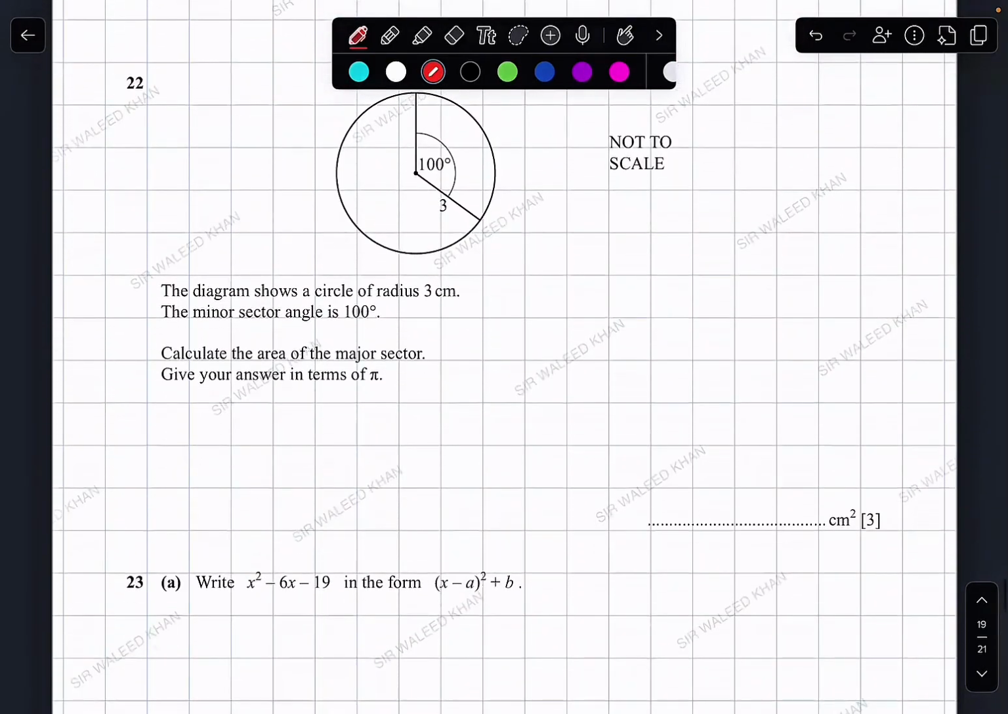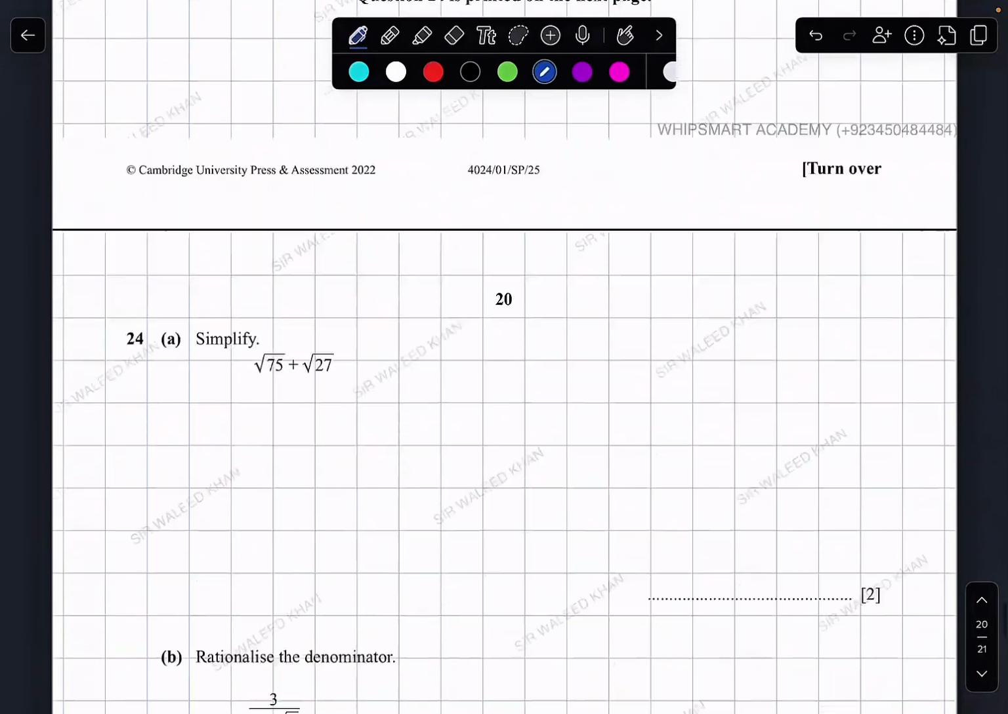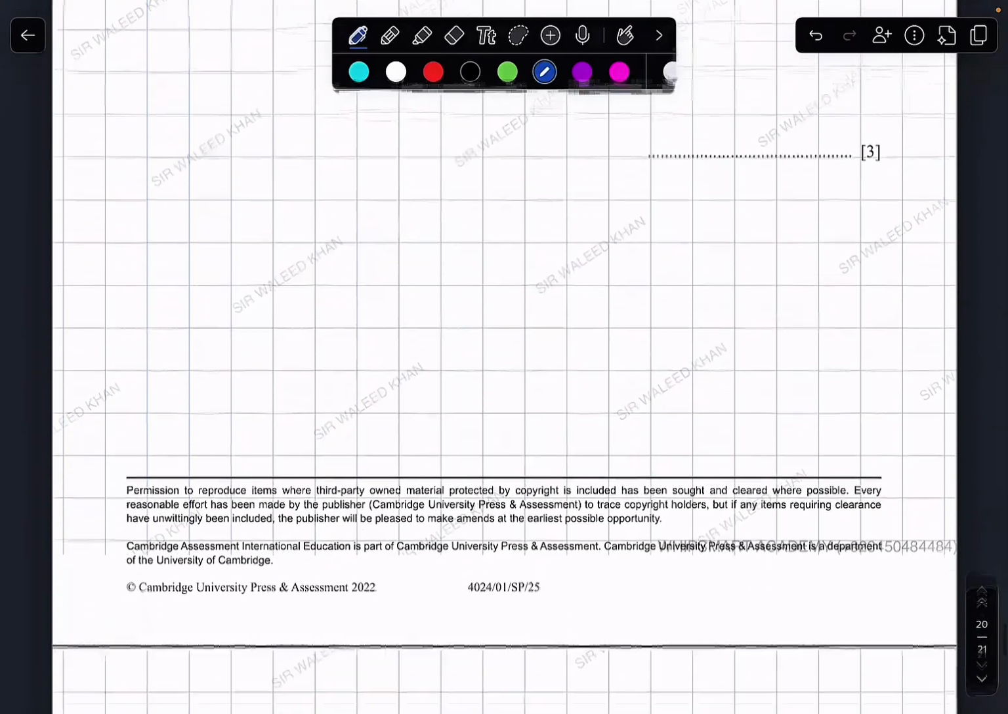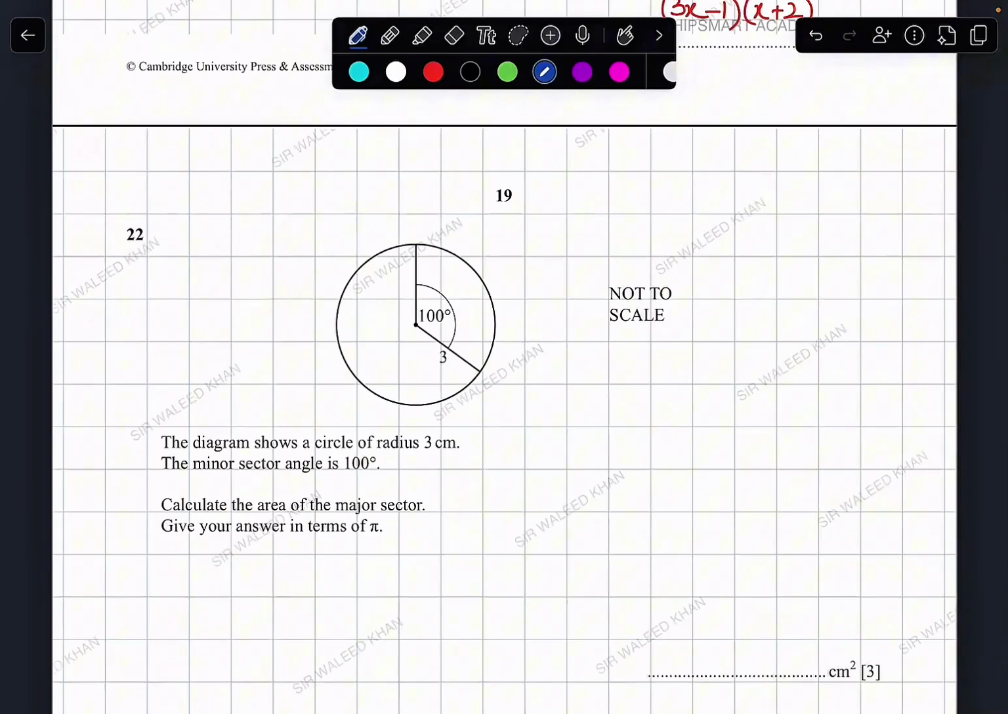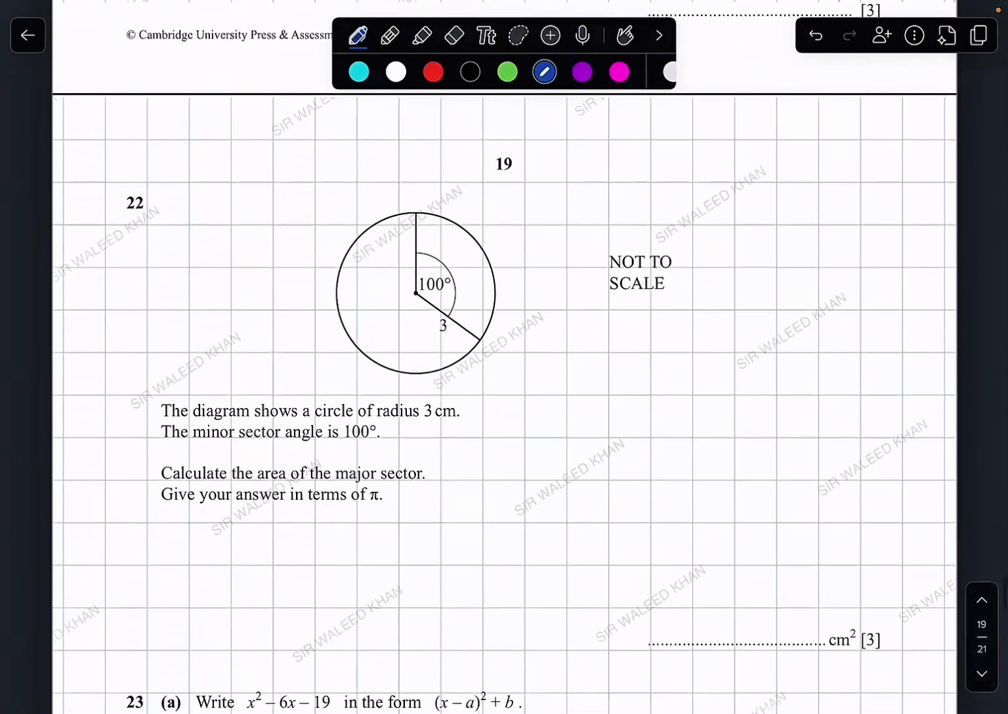Next, question number 22. How many questions are left? Okay, 2 more. Question number 22. The diagram shows a circle of radius 3 centimeters. Minor sector angle is 100. Calculate the area of the major sector. So for the major sector, I need this angle. This one is the major sector. That is the minor sector, right? So this should be 260.